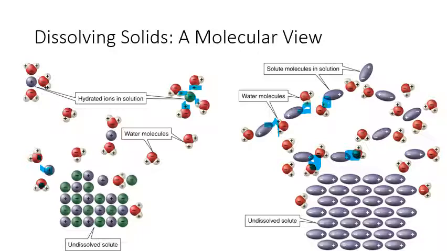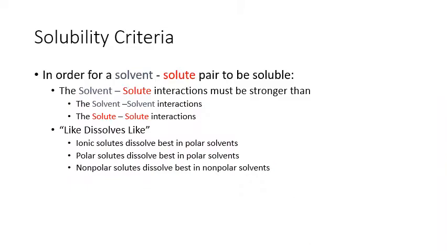So solids and solutes that are ionic, and solutes that are polar, are both soluble in polar solvents like water. So anytime your solvent and your solute are similar, they're both ionic, or they're both polar, they'll dissolve in polar or ionic solvents, and nonpolar solutes dissolve better in nonpolar solvents.